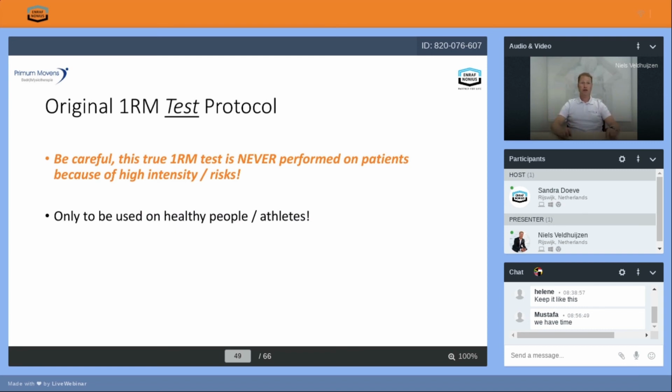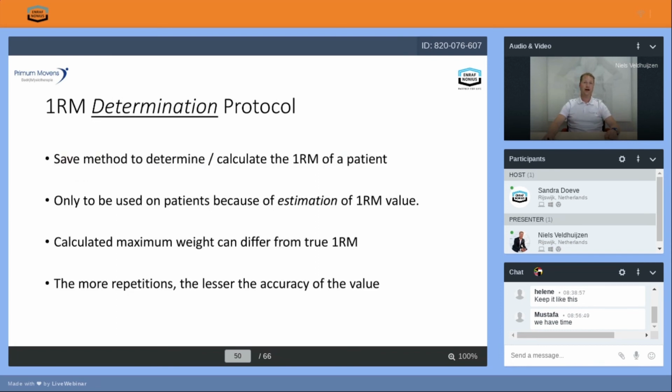You should realize the original 1 repetition maximum test protocol is never performed on patients because of the high intensity and the risk. It should only be used on healthy people and athletes. Okay, so we want to know the 1 repetition maximum, but we can't actually perform the test. How can we reach that idea then? Well, they've made a 1 repetition maximum determination protocol. It's a safe method to calculate the 1 repetition maximum of a patient.